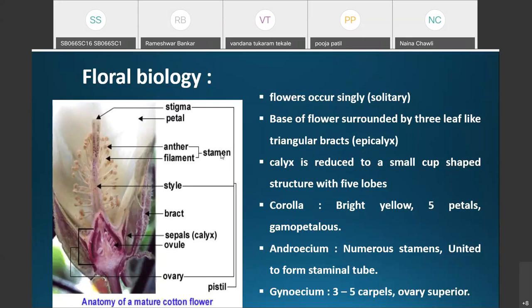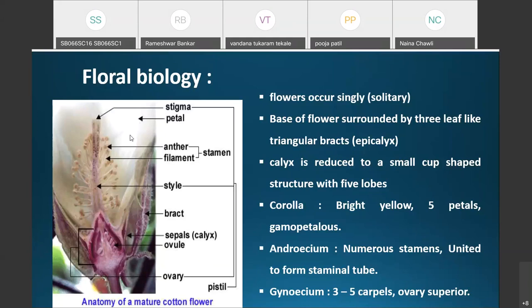The flowers in cotton occur singly, or we can say the flowers are solitary. The base of the flower is surrounded by three leaf-like triangular bracts, and these triangular bracts are called the epicalyx. Here you can see the calyx, the sepals. These are reduced to a small cup-shaped structure with five lobes.